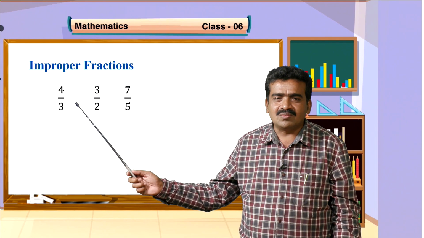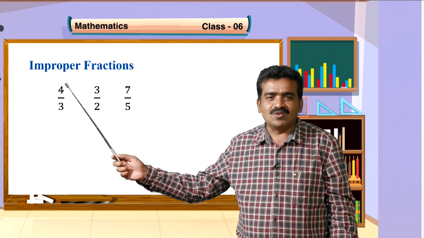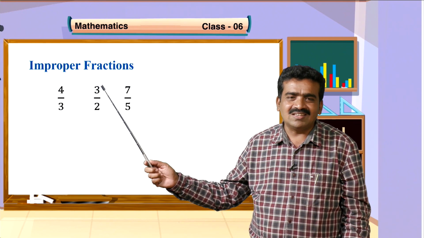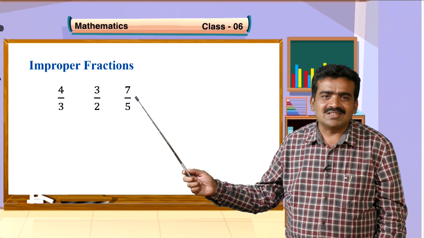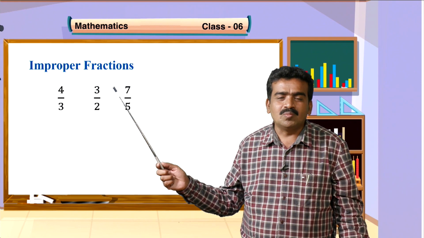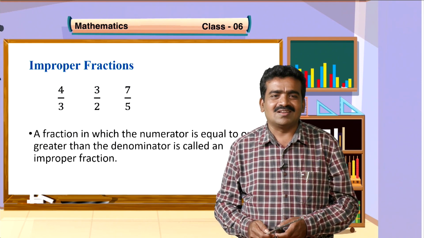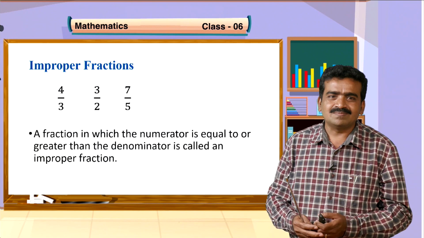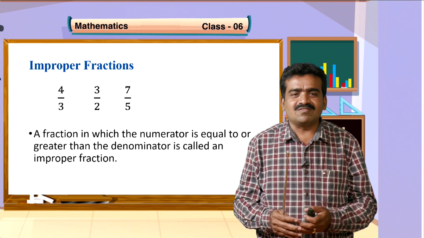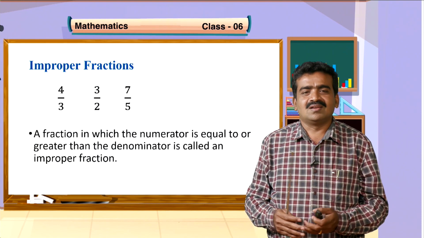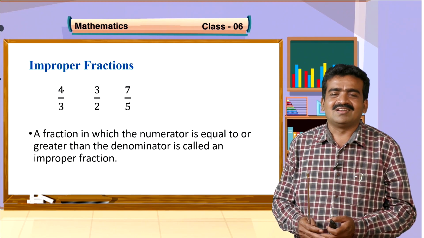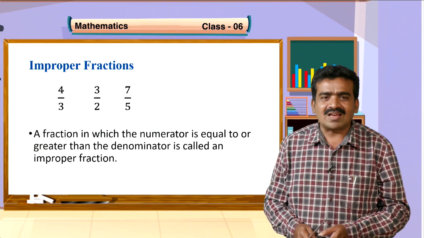So, look at the value of the numerator and denominator. Here 4 is greater than 3, similarly 3 is greater than 2, similarly 7 is greater than 5. In all these examples, numerator is greater than denominator. So, if the fraction is like this, then they are called improper fractions. In case of improper fraction, numerator is equal to or greater than the denominator.